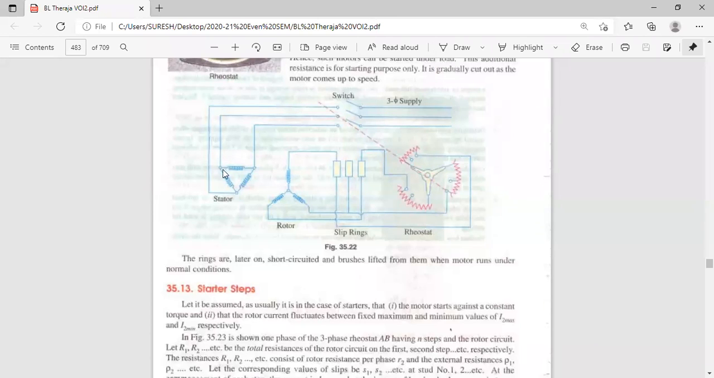When voltage is applied, what happens in the winding? Will current flow? Current will flow. Okay, current will flow, but the current is very high, nearly 7 times the rated current. Let us take the rated current as 10 ampere. 7 times means 7 into 10, 70 ampere is flowing, but only 10 ampere has to flow. So we have to limit this current. For limiting this current, we are adding this rheostat.